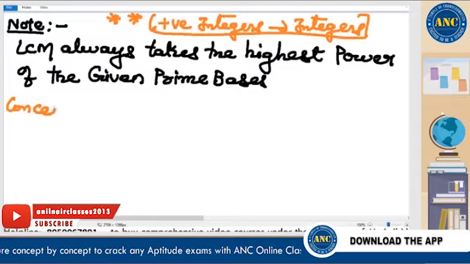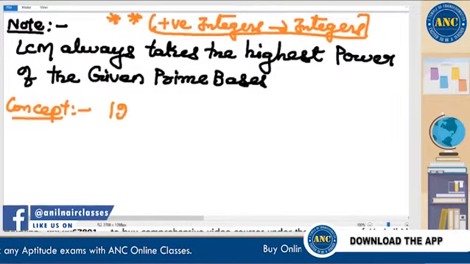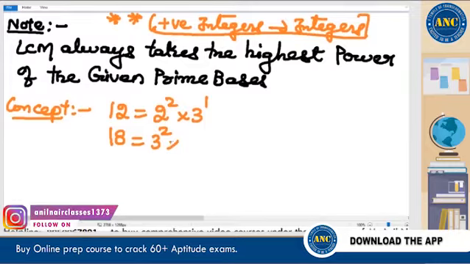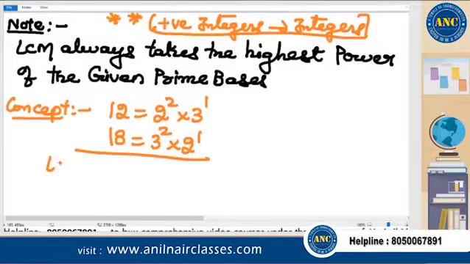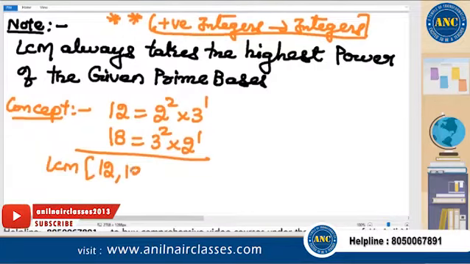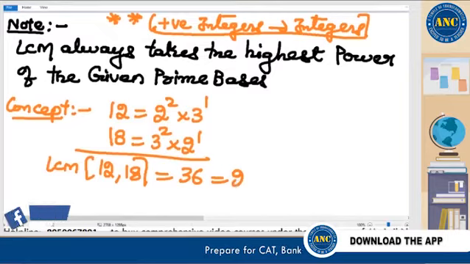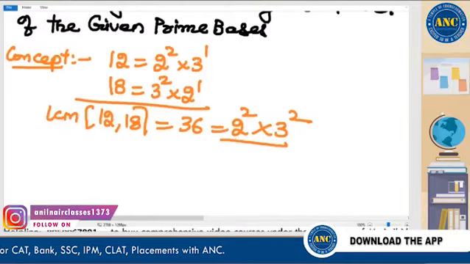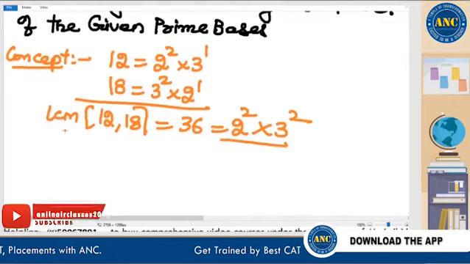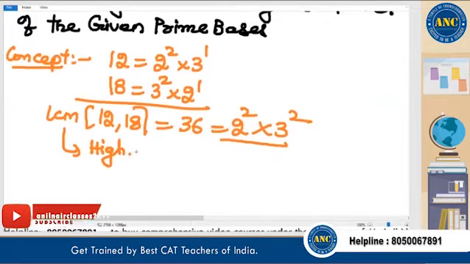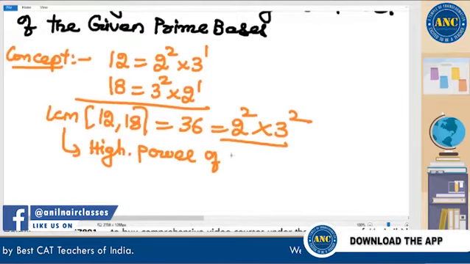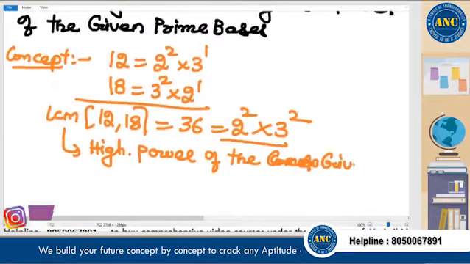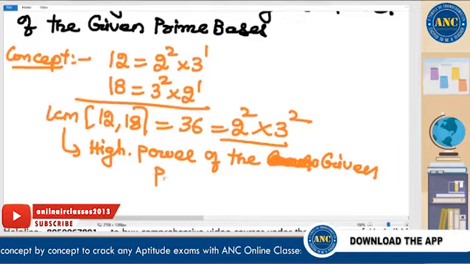First write down this concept, then very high level questions we will discuss. 12 is nothing but 2 square into 3 power 1. 18 is nothing but 3 square into 2 power 1. LCM of 12 and 18 is 36, which is nothing but 2 square into 3 square. 2 power 1, 2 power 2. What is highest? 2 power 2. 3 power 1, 3 power 2. What is highest? 3 power 2. LCM always takes the highest power of the given prime basis.